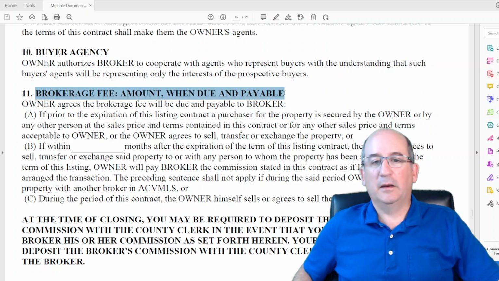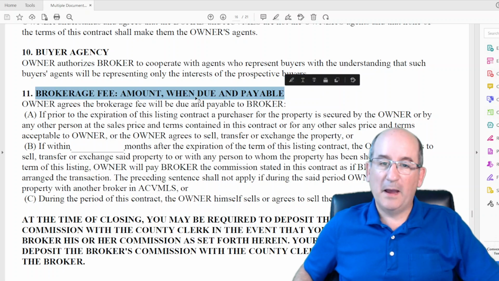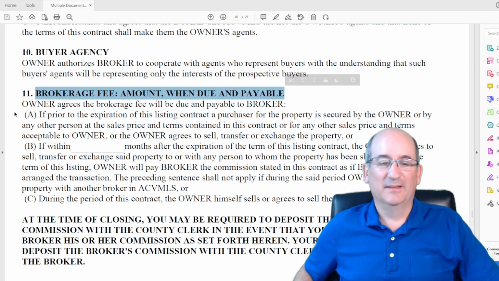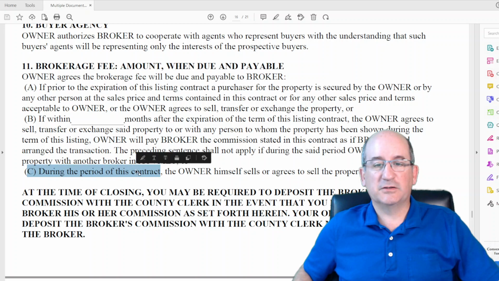Broker's fee, amount, when due and payable. This is actually interesting because I've had situations where we've had to do option C.